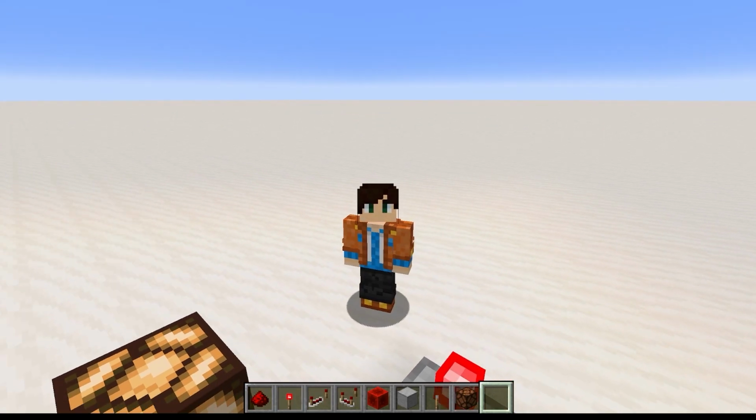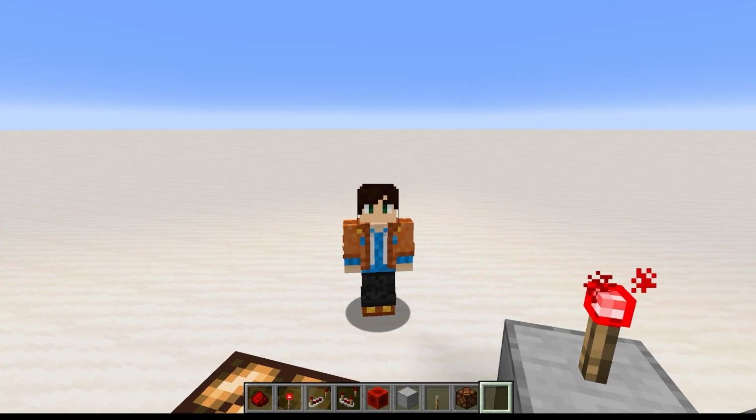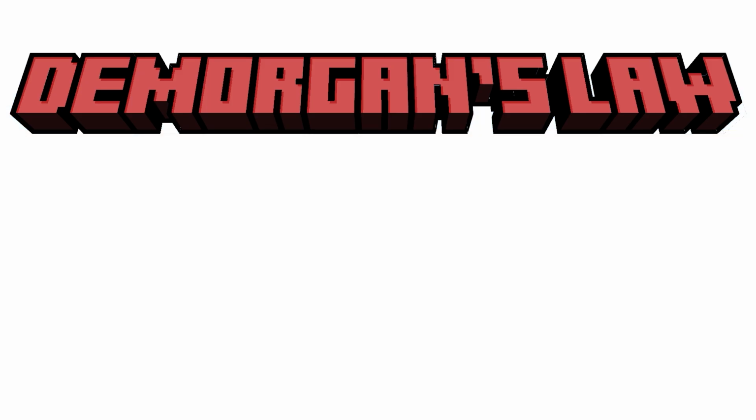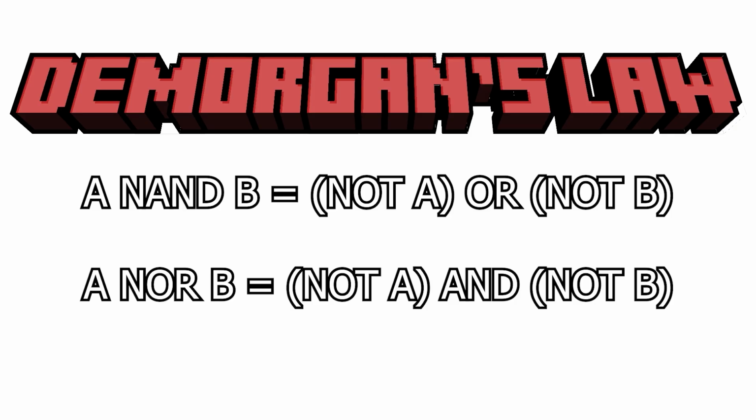The Venn diagram for a NAND gate looks like this. Yes, that's right. It's exactly the same as not A or not B. In fact, there's a famous rule explaining this called De Morgan's Law. It says, in short, that A NAND B is equivalent to not A or not B. It also says that A NOR B is equivalent to not A and not B.